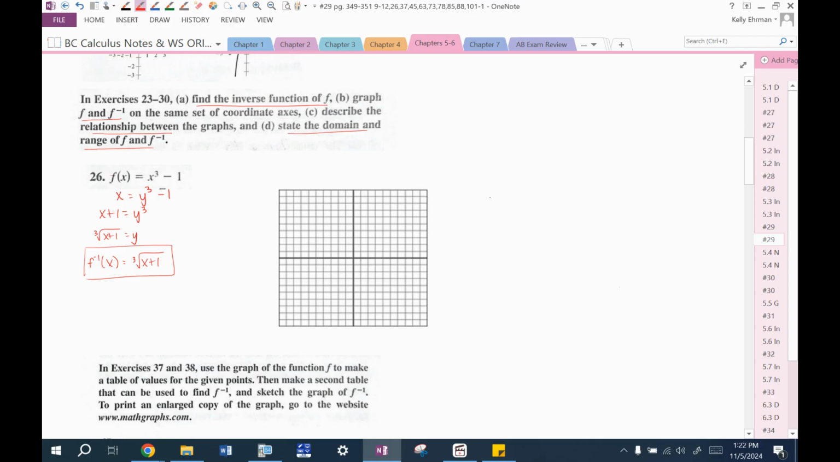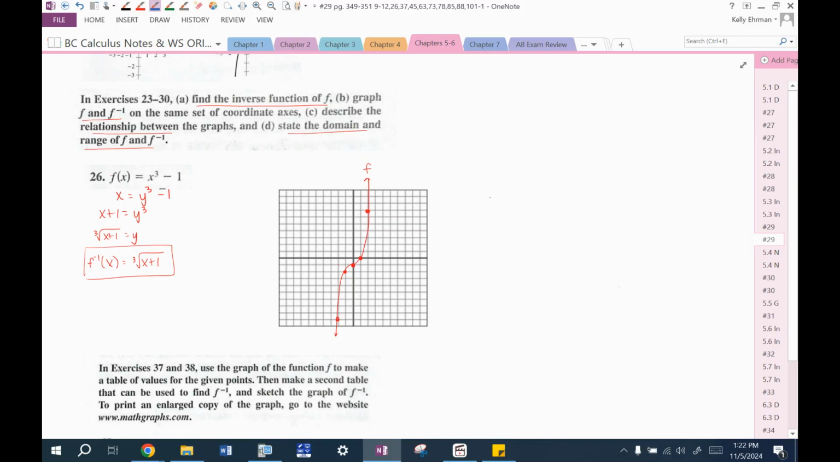Part B was graph f and graph f inverse. So we need to remember our parent functions and their transformations. The x cubed graph normally starts at 0, 0, but we're going to shift it down 1. The next 2 points from the center are right 1, up 1, and left 1, down 1. And then from the center, right 2, up 8. From the center, left 2, down 8. So this is my graph for f.